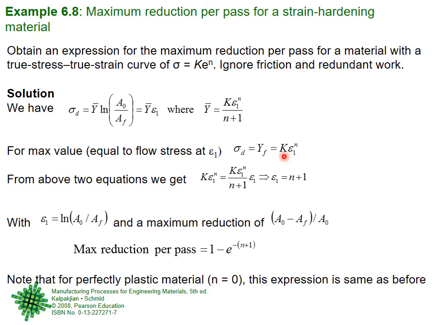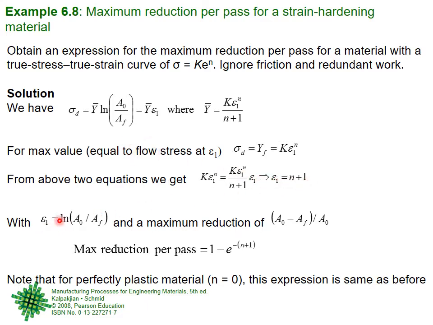So if we take ȳ ε1, right, ȳ multiplied by ε1, and equate it to K ε1^n, so this is the equation. So now if you see, K ε1^n cancel out on both the sides, n plus 1 can go to the other side, so ε1 is equal to n plus 1, right? So now this is very simple, but this is the elegance of the solution. Here you were thinking of the physics or the mechanics of the problem, and then it is okay.